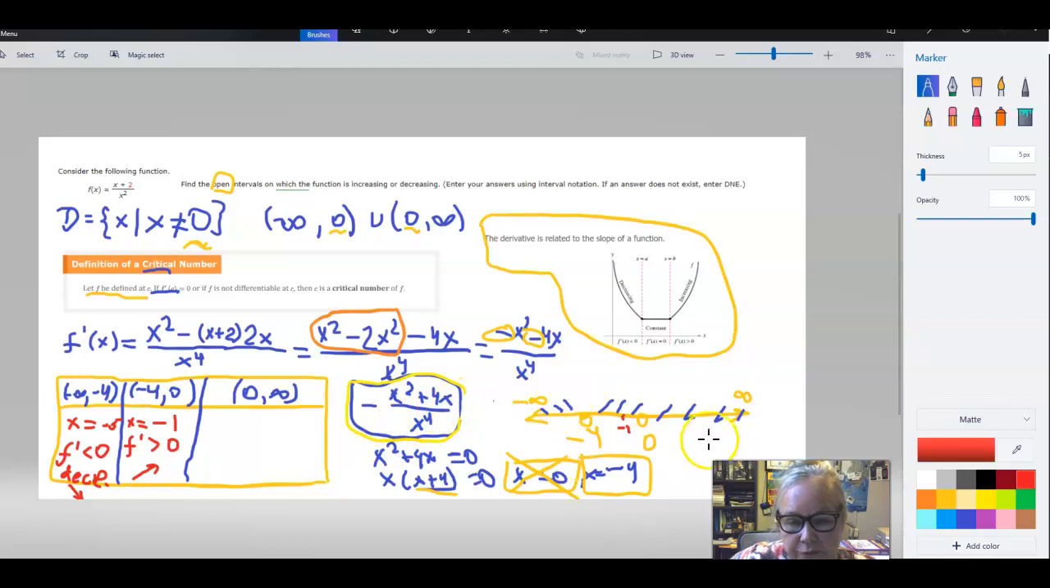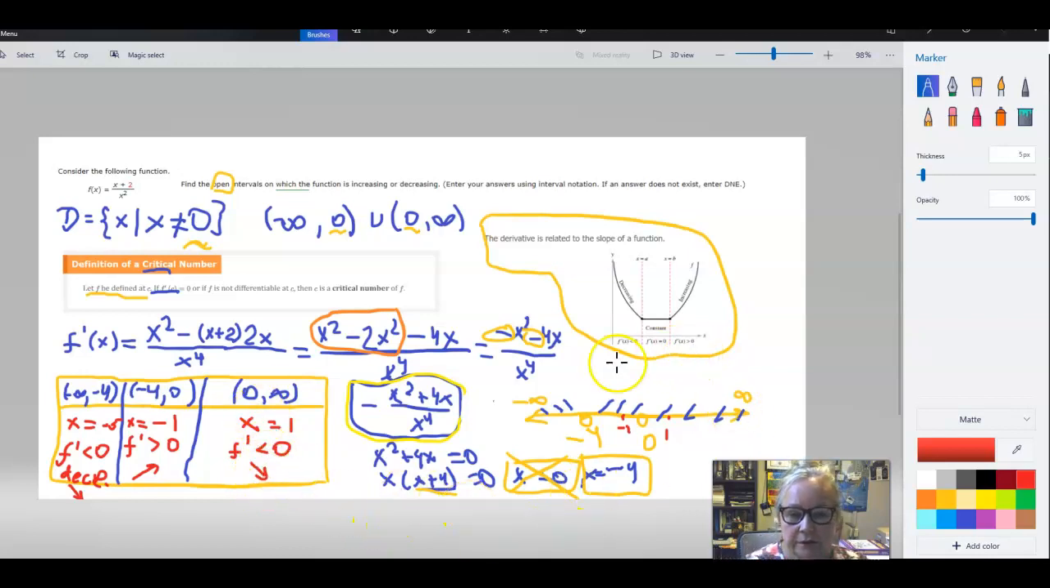Decreasing will show an arrow going down. Now we need to choose a number between 0 and infinity. Why not choose 1? It's easy again. 1 squared is 1, plus 4 times 1, which is 4, so 1 plus 4 is 5, positive. And with the negative sign, the derivative is negative. So the derivative is negative, and the function is decreasing on this interval.